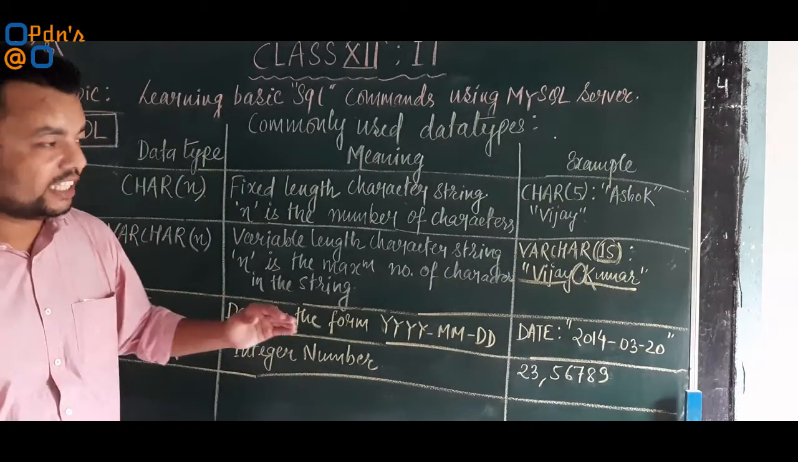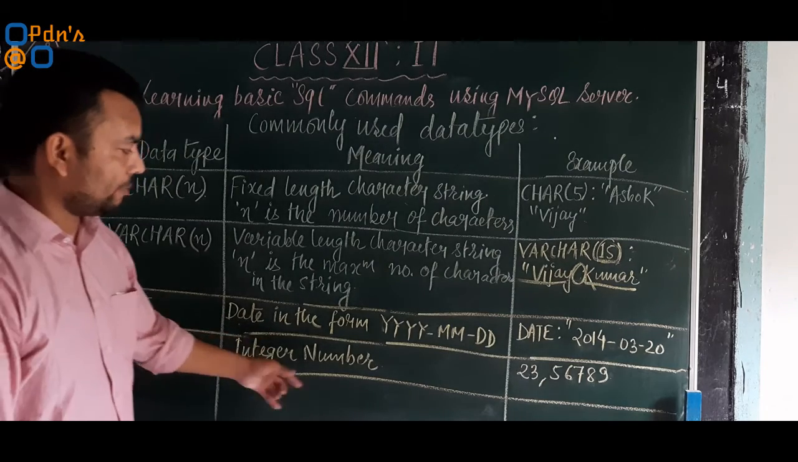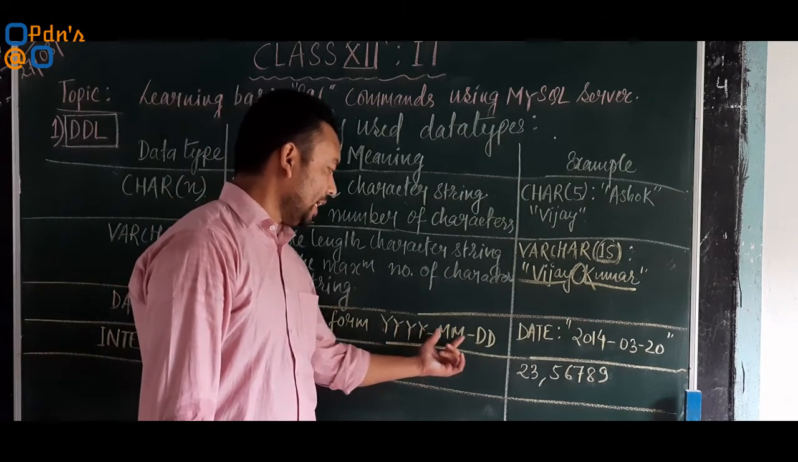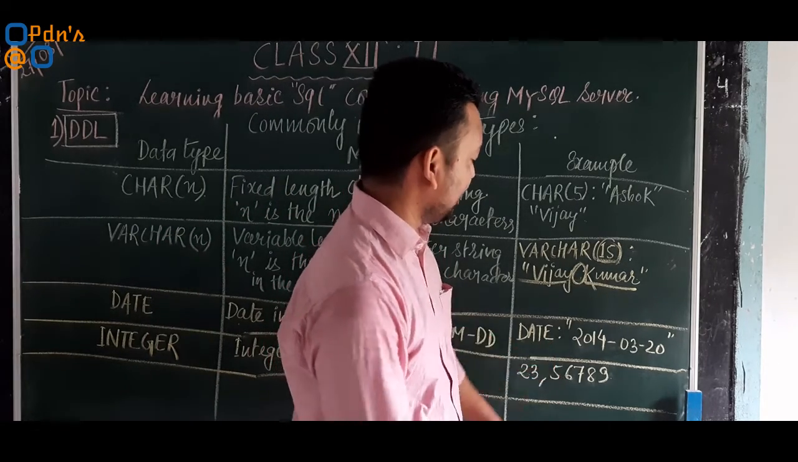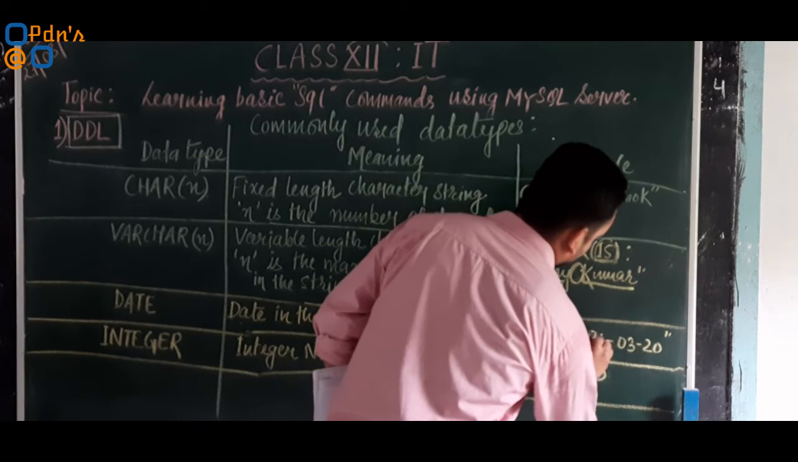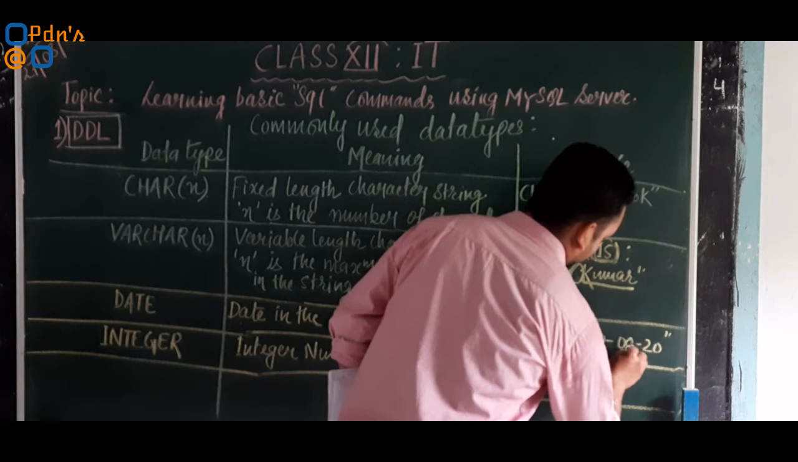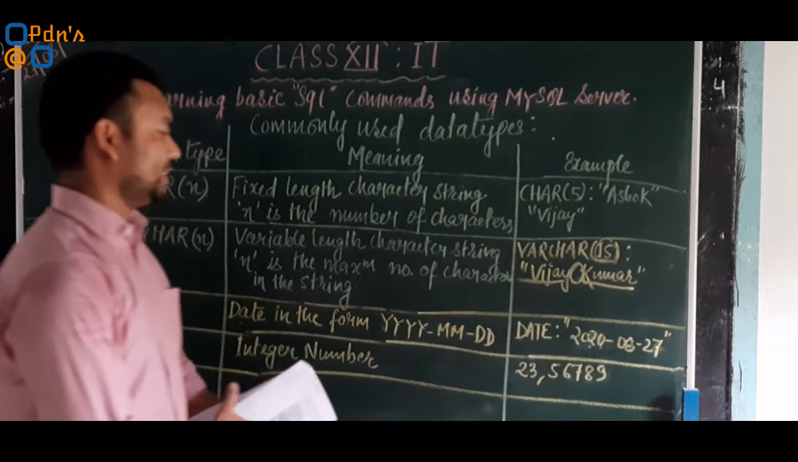Whenever there is any attribute related to date, then we need to use this data type, which will be in the format YY, MM and DD. So if we go ahead and insert today's date, then it should be like 2020-08-27. Okay, so this is an example.